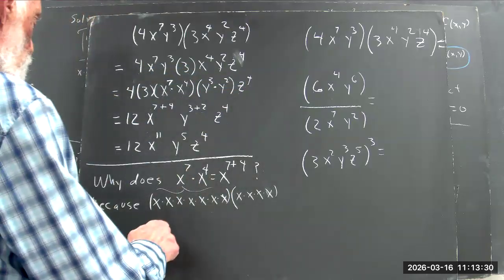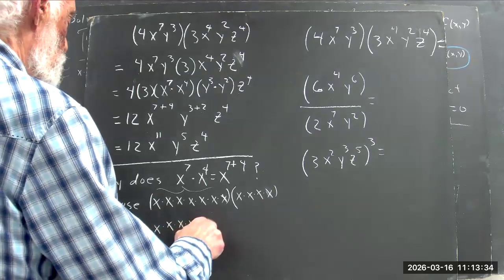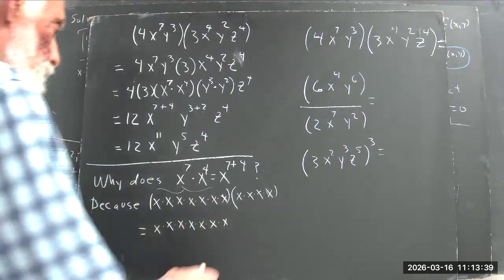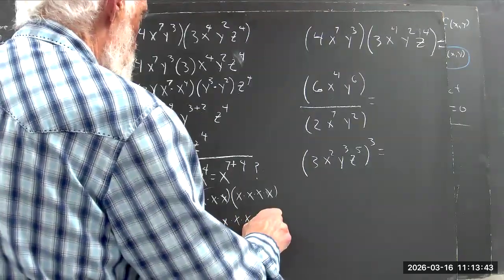I can just write out all the x's together. And how many am I going to write out? I'm going to write out 7 for the first parentheses, and then I'm just going to continue and write the 4 for the second parentheses.